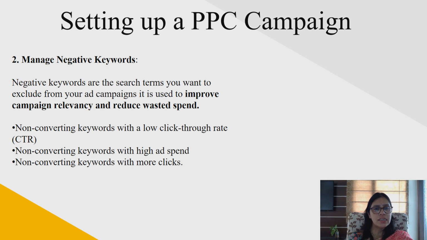Then the second important step in setting up a PPC campaign is that you need to manage negative words. Now what are negative words? They are basically non-converting keywords with maybe a low click-through rate, or maybe non-converting keywords with high ad spend. That means they are very expensive and still not converting. Or it may be a non-converting keyword with more clicks. Clicking is happening more, but still it is not converting.